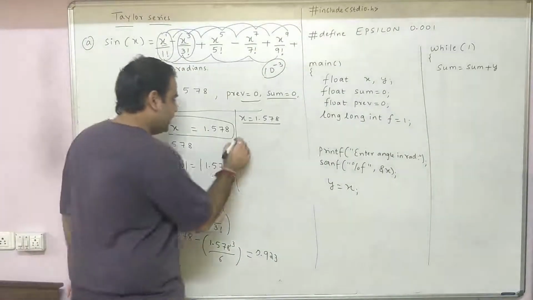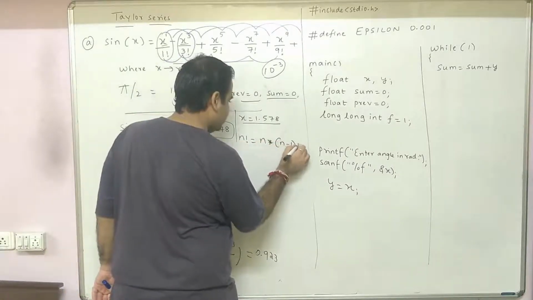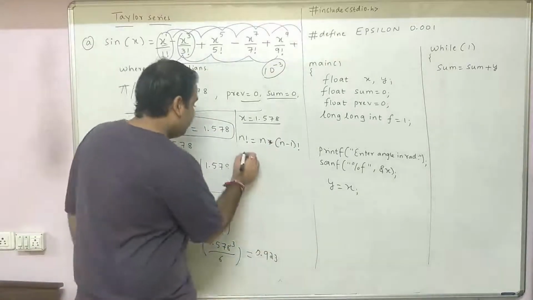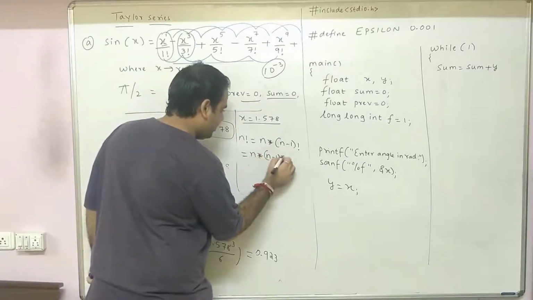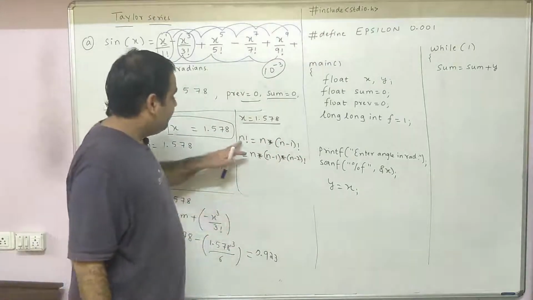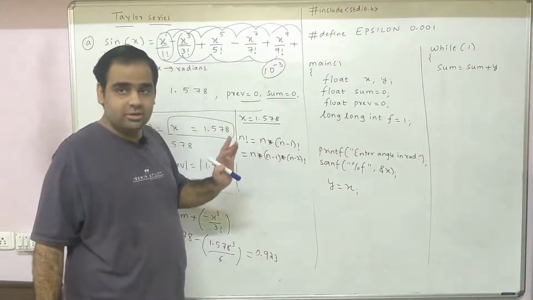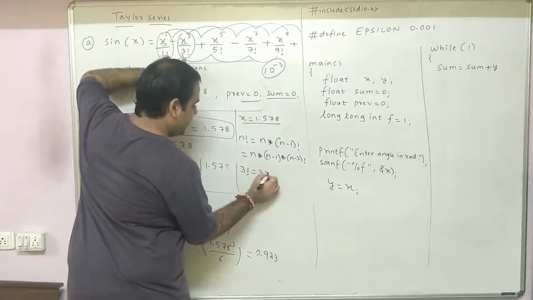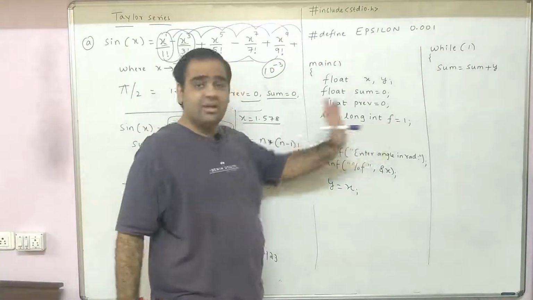Now we know that n factorial is equal to n into n minus 1 factorial. With the same relation, I can write n minus 1 factorial as n minus 1 into n minus 2 factorial. Therefore, if you want to compute n factorial, you can say n into n minus 1 into n minus 2 factorial. Suppose I want to compute 3 factorial. I can write 3 into 2 into 1 factorial, and already I have the value of 1 factorial.